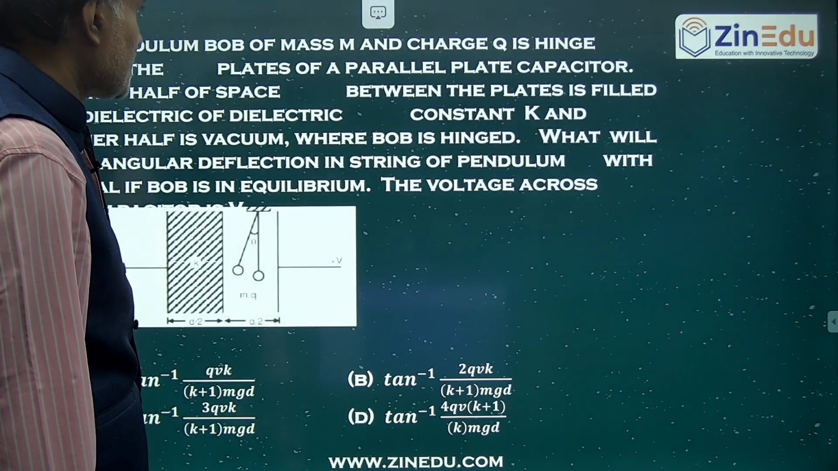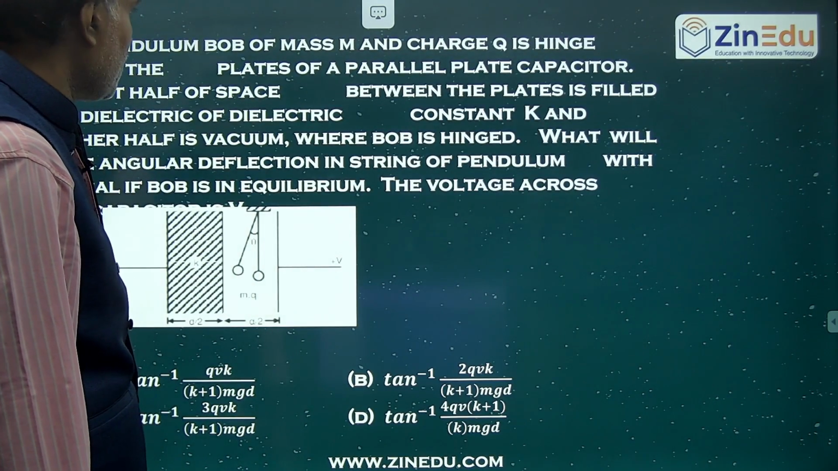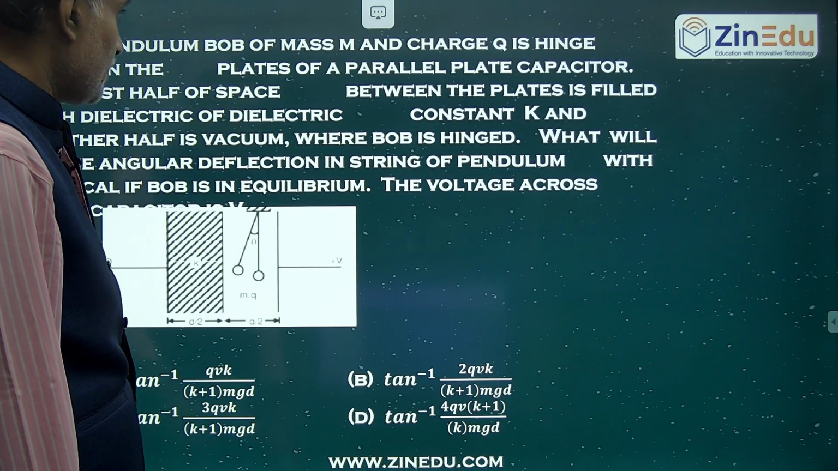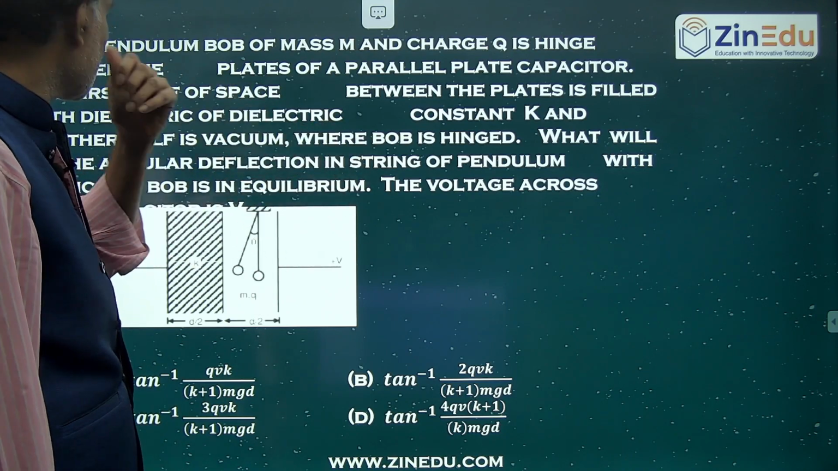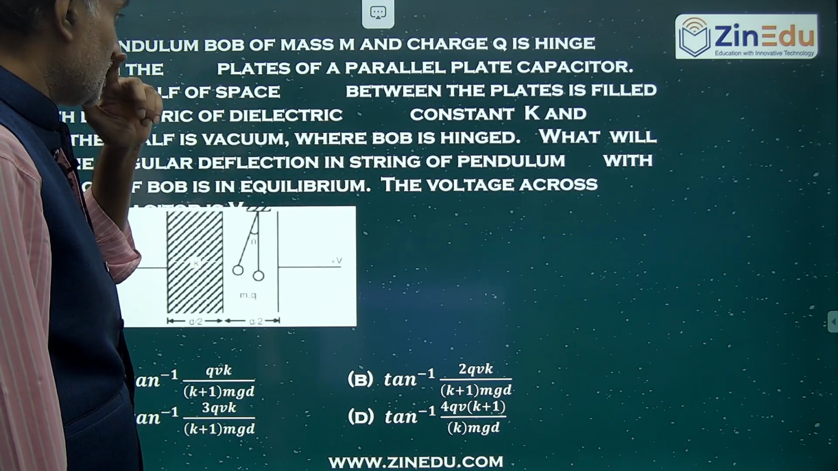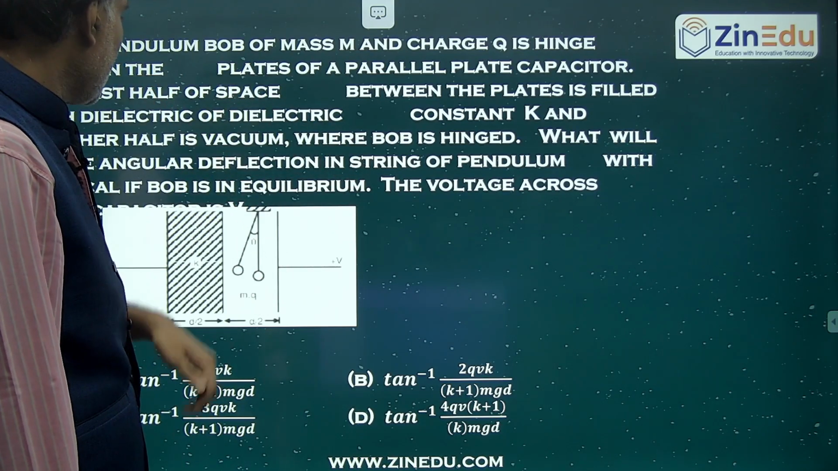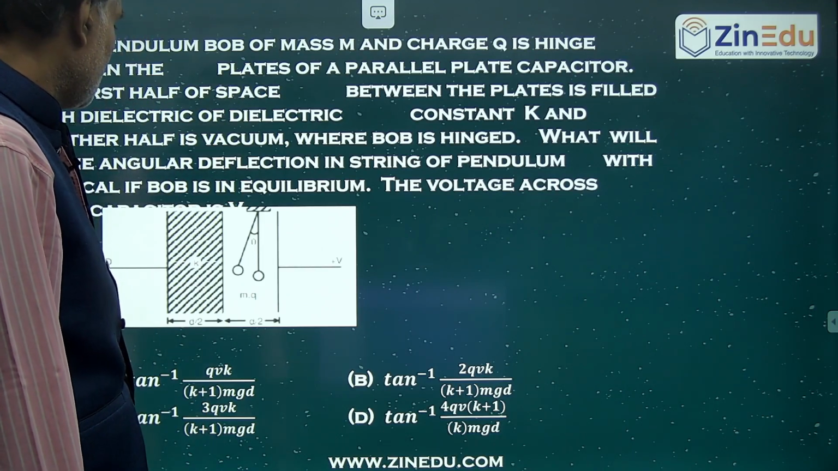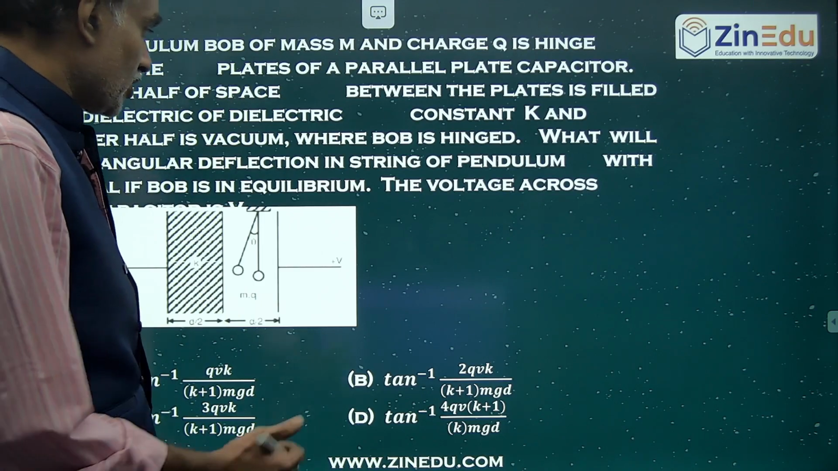Pendulum bob of mass m and charge q, parallel plate capacitor. First half of this has dielectric of dielectric constant K, and another half is vacuum. There bob is hinged. What will be the angular deflection of pendulum from vertical? Bob is in equilibrium.